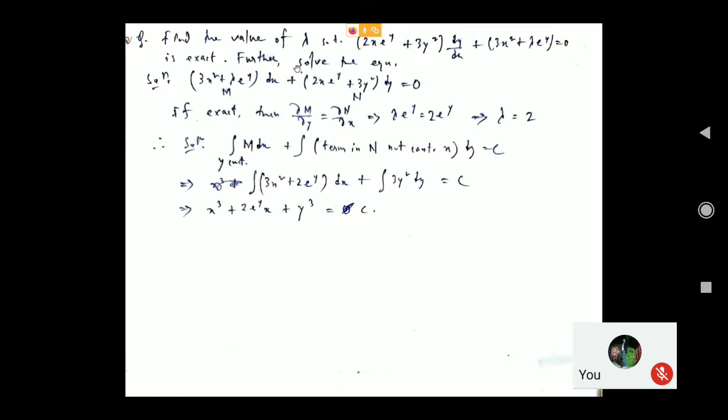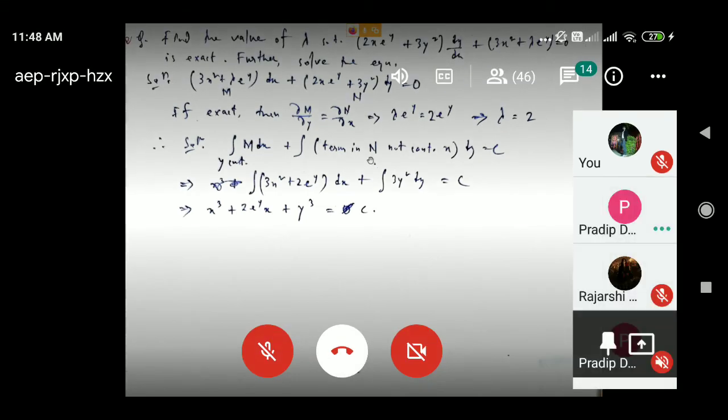After that, the question also asks you to solve it. So we have already checked that for lambda equal to 2, it is exact. So lambda is replaced by 2 here, and then the solution is this, like earlier. We integrate m with respect to x by treating y constant. Now we integrate terms in n which do not contain x. Terms which do not contain x is only this. Lambda equal to 2. Terms in n.